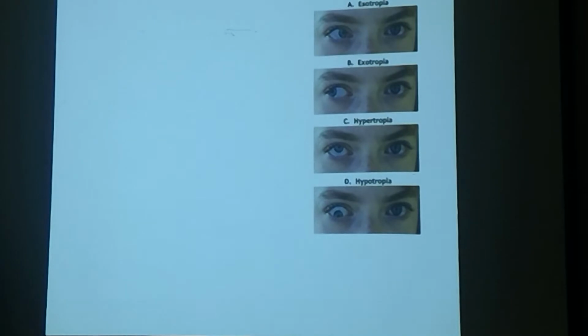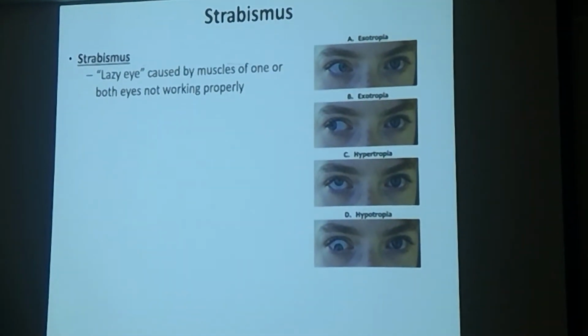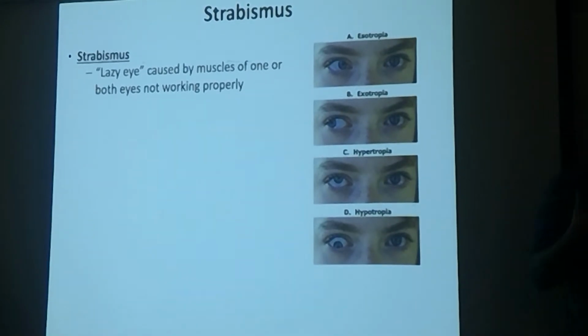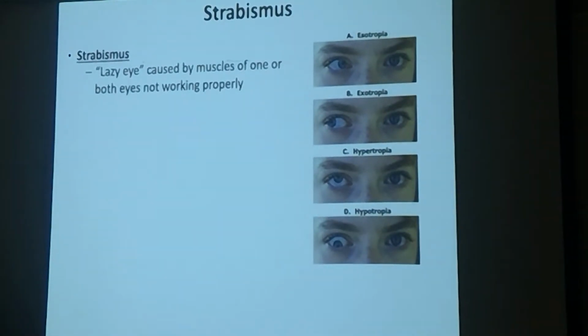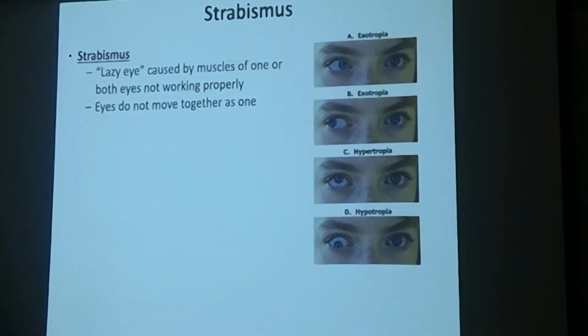And this is all basically just due to the muscles of one or both eyes not working properly. So some children are born with this, and that of course just means it was a developmental issue. The muscle didn't develop like it was supposed to. Most of the time with corrective glasses and exercises, these are pretty fixable now, where back in the day, of course, it was just live with it or try and fix it as easily as possible. But now they give you some glasses and teach you the exercises, and you should be able to get those eyes moving together as one.